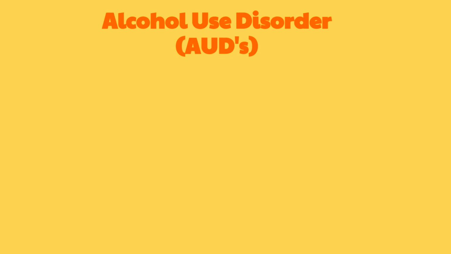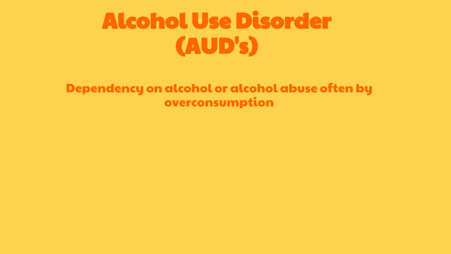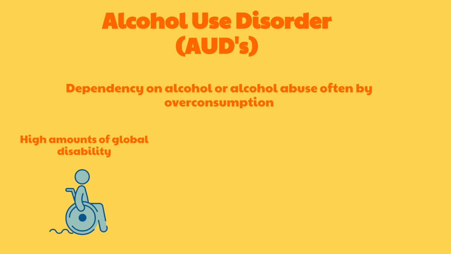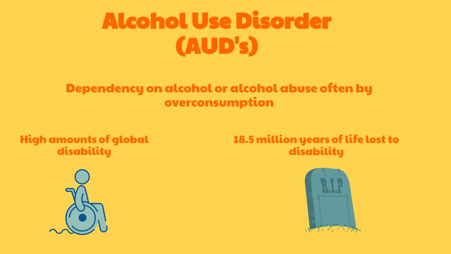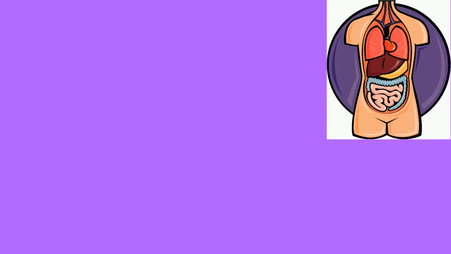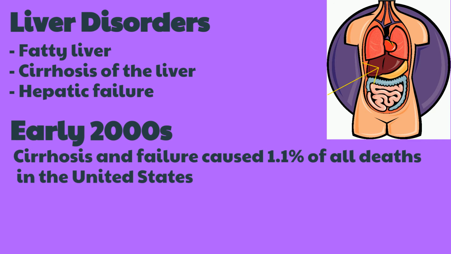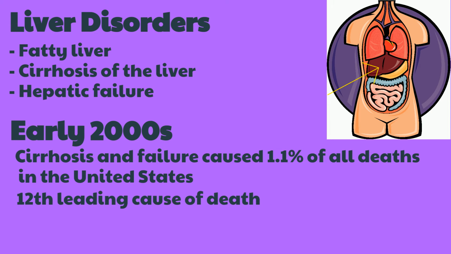Alcohol use disorder is characterized by either dependency on alcohol or alcohol abuse, often by overconsumption. Alcohol use disorders have been attributed to high amounts of disability globally, and in 2016 were responsible for around 18.5 million years of life lost due to disability. The effect of alcohol in the liver can take form in various levels, which include fatty liver, cirrhosis of the liver, and hepatic failure. In the early 2000s, liver cirrhosis and failure caused 1.1% of all deaths in the United States and was the 12th leading cause of death.